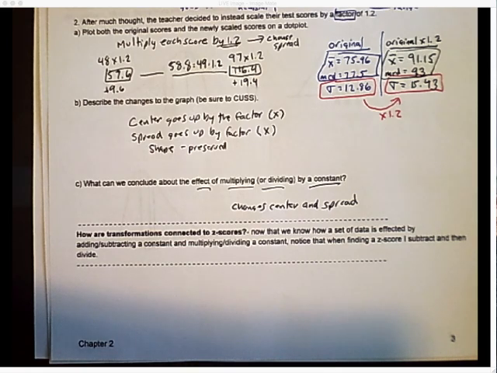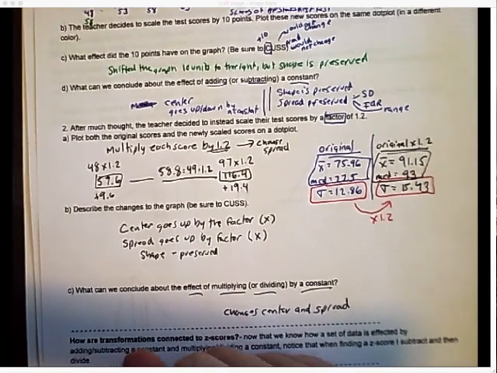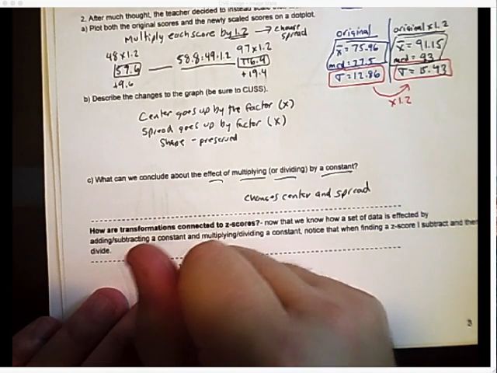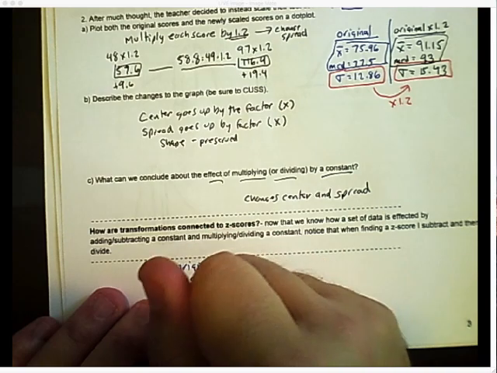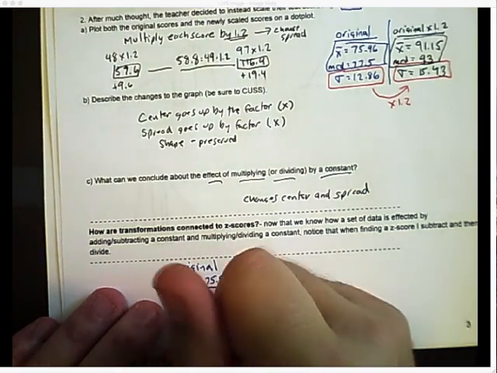Now, how are these transformations connected to z-scores? It says now that we know how a set of data is affected by adding or subtracting a constant and multiplying or dividing by a constant, notice that when finding a z-score, I subtract and then divide. So let's look at this first person. In the original, take the person that got a 48. The mean here was 75.96, and the spread was 12.86.